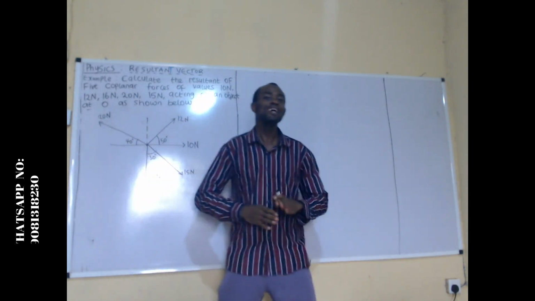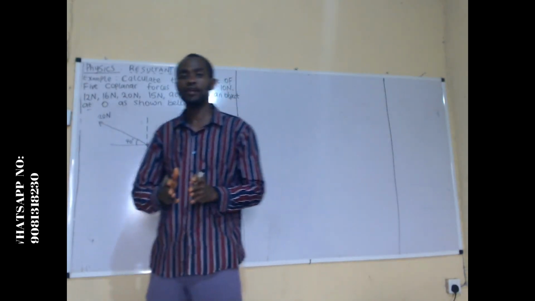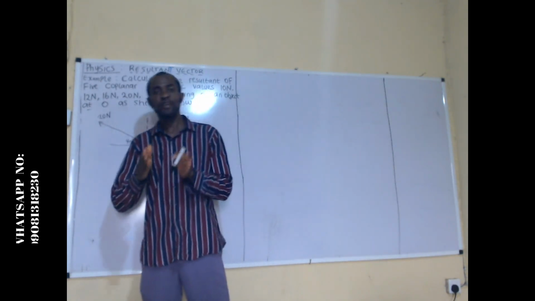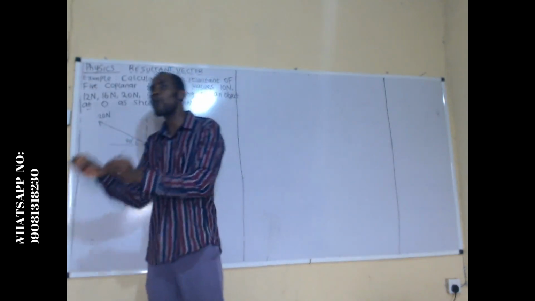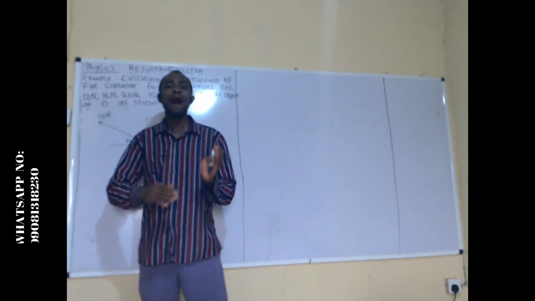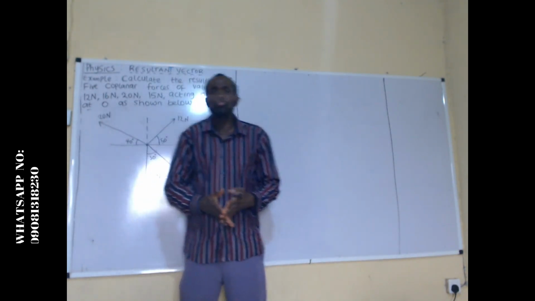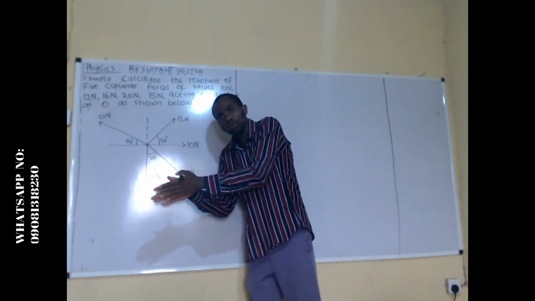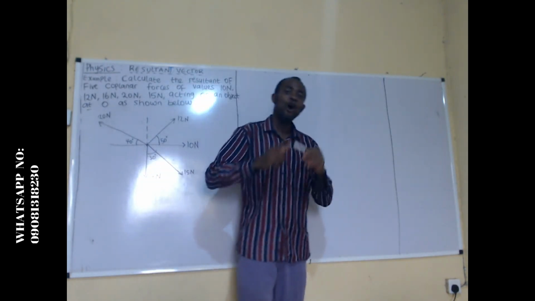Therefore, we can conclude by using Pythagoras theorem to get the magnitude of the resultant vector, because the x component vector and the y component vector are perpendicular, and we will also use a trigonometric ratio to get the direction of the resultant vector.